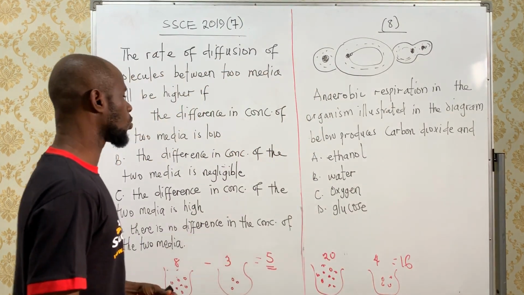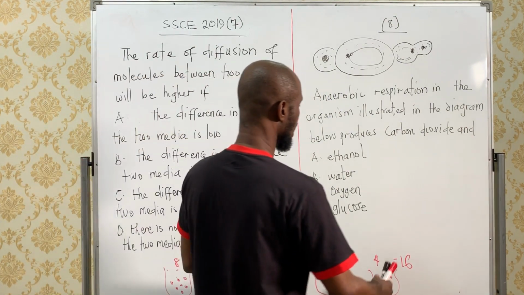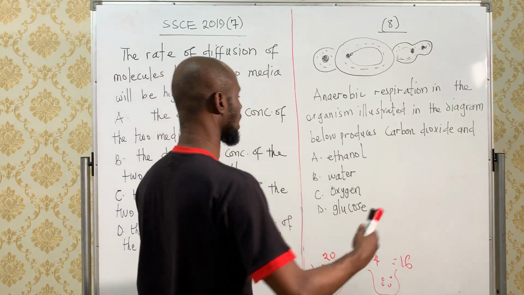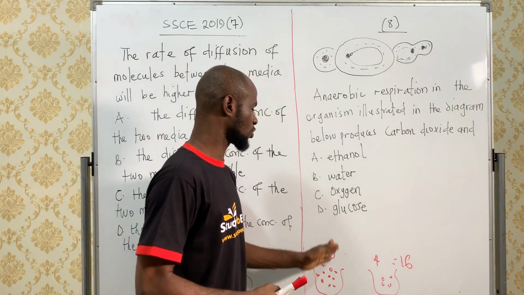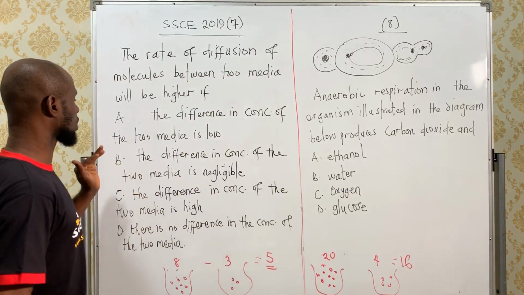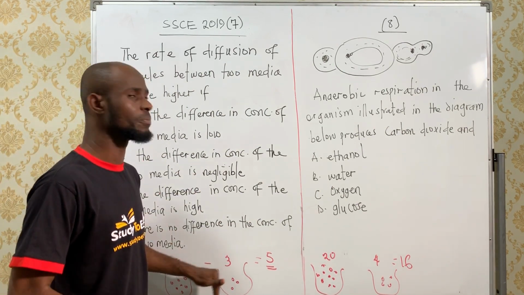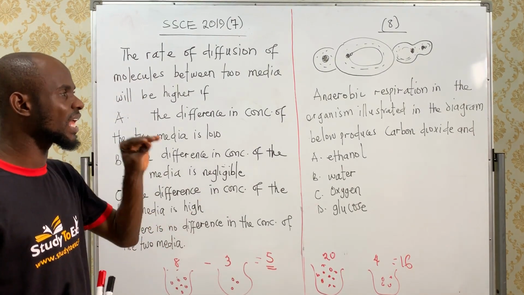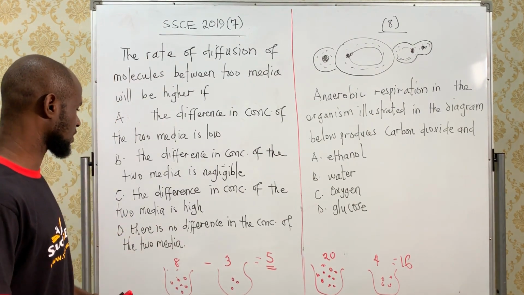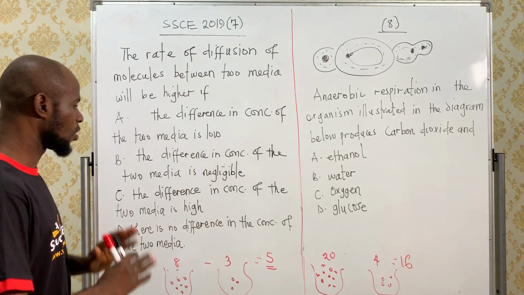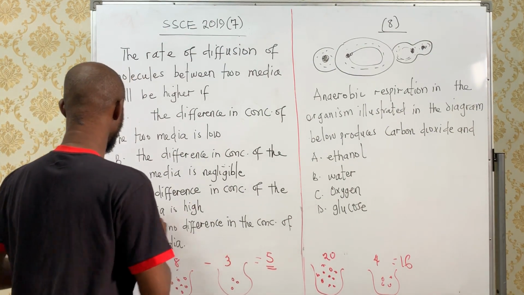So we're talking about where the rate of diffusion will be faster. Whenever the difference between the concentration of A and B is higher, the rate of diffusion is higher. The molecules have a tendency to move faster because of the much difference between A and B. Let's look at our options. The difference in concentration of the two media is negligible. If there is no difference in concentration between A and B, then the molecules are not going to move, because the end of diffusion is the even distribution of the substances. We don't need to move them anymore. C, the difference in concentration of the two media is high. So the answer is C.